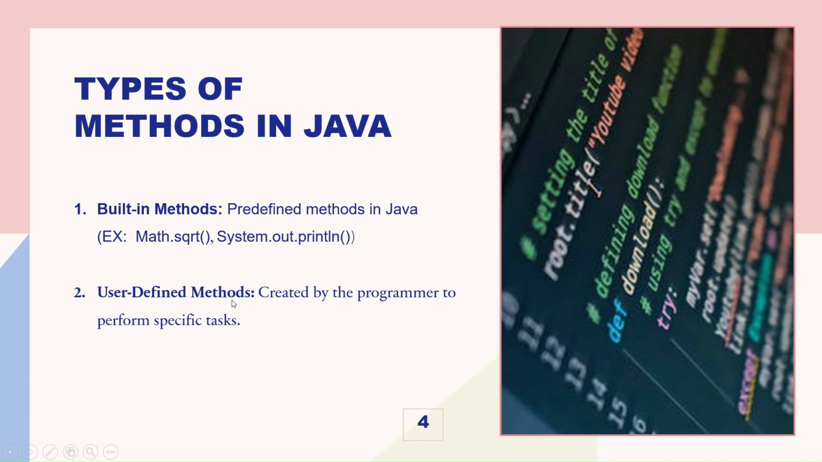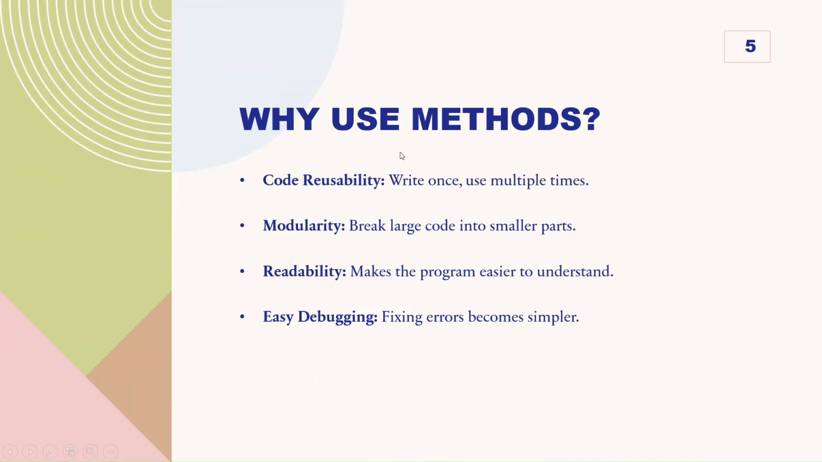There are also functionality types of methods, called parameterized methods or no-argument methods. We'll discuss them in further videos. In this video, we will just focus on what methods are, why we use methods, and the types of methods in Java. Let's go to the next part: why we use methods in Java.